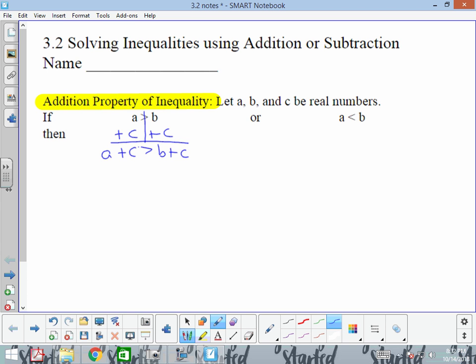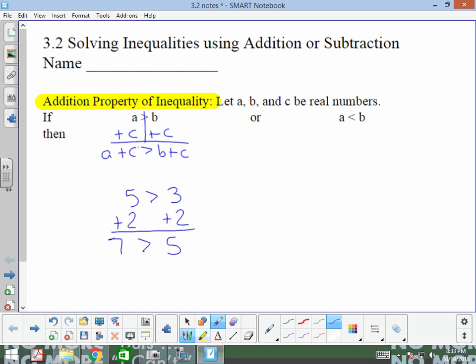So let's put some real numbers to that. Let's say that A is 5 and it's greater than B, which is 3. That's true, 5 is greater than 3. If we add 2, the same number, to both sides, we get 7 is greater than 5, which is still a true statement.